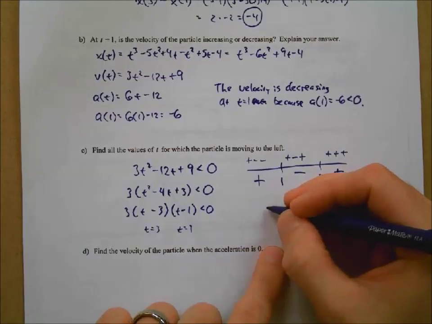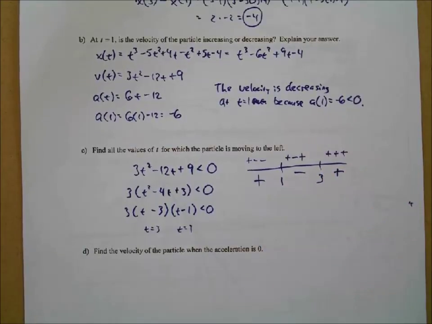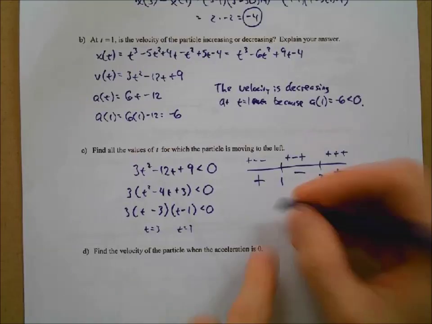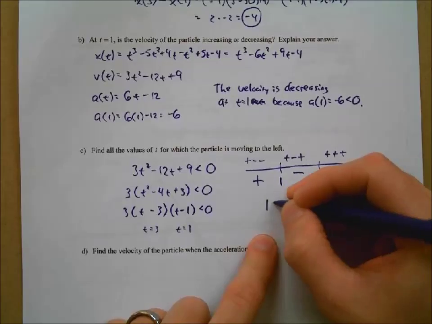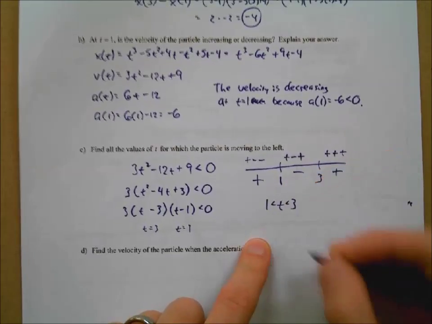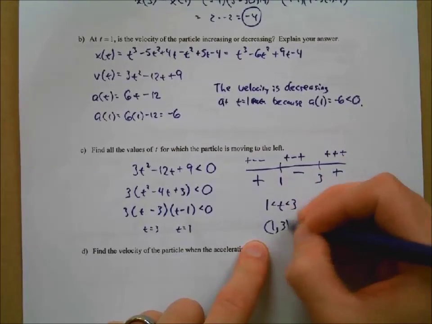Do we include the 1 and the 3? No, because at 1 and 3 it's 0. You can write a compound inequality if you wanted to, or you could just give the interval there as well.